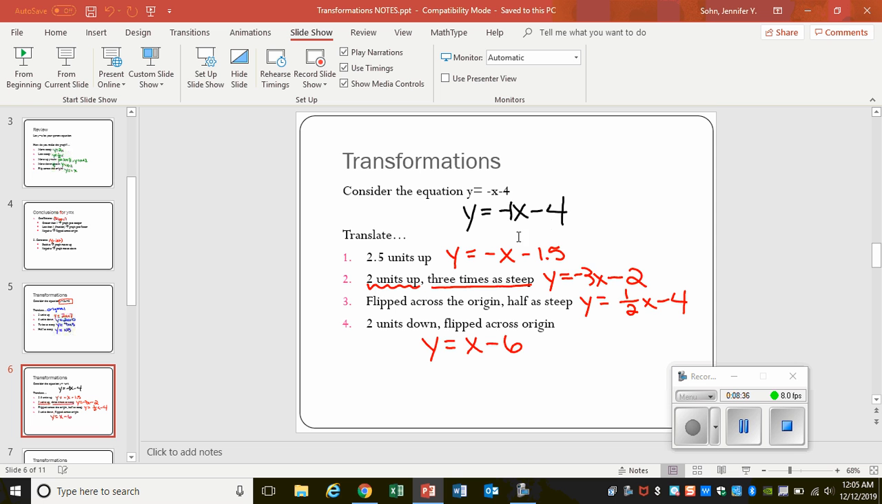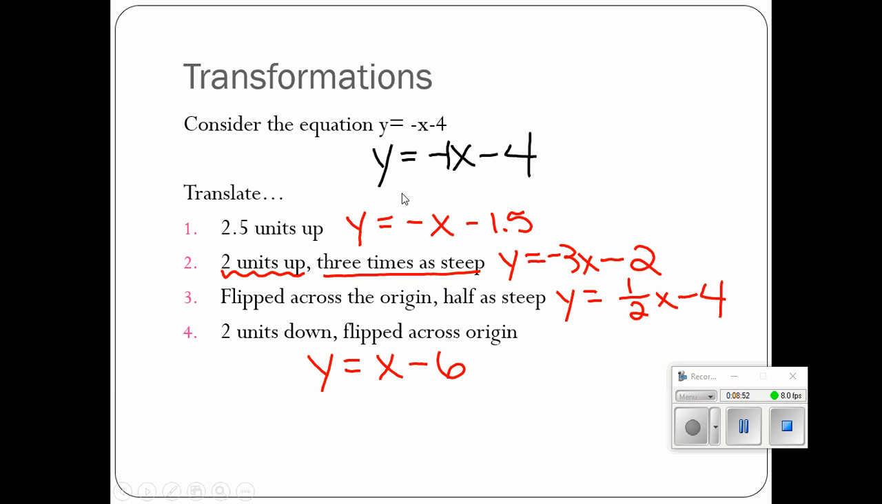Now, if I want to go 2 units up, 3 times as steep, that means they want you to change the y-intercept. So do negative 4 plus 2, which is negative 2. And then 3 times as steep. Steep means slope. So that means we're going to do 3 times negative 1, which is negative 3x. So for this number 2, they're asking you to change the y-intercept first and then change the slope. So that will be the new equation.